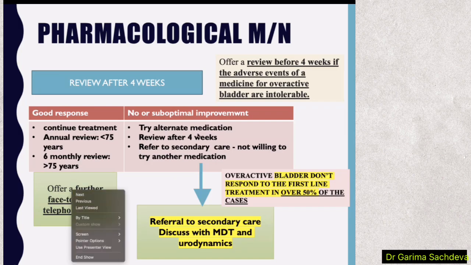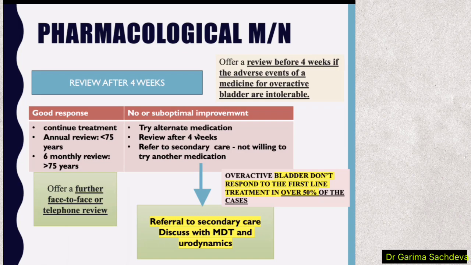Suppose there is no or suboptimal response, then you can try an alternate medication and again review after 4 weeks, or you can refer to secondary care if they are not willing for any other medication. It has been seen that overactive bladder doesn't respond to first line treatment in over 50% of patients. So in those cases, you refer to secondary care, discuss with MDT, and do urodynamics.